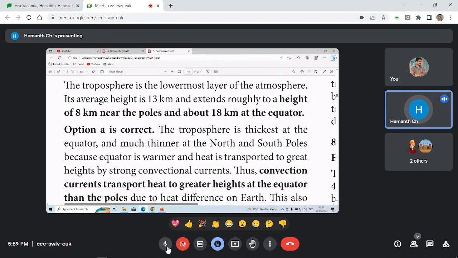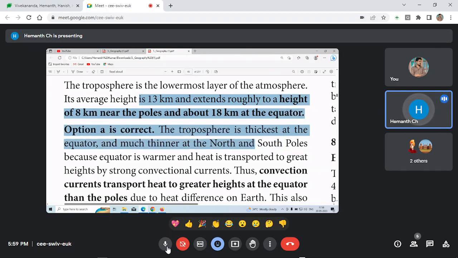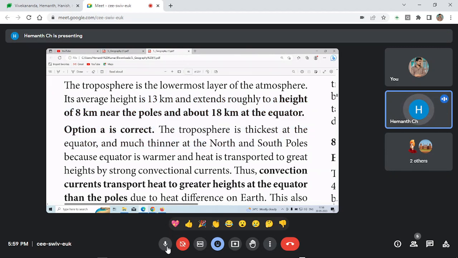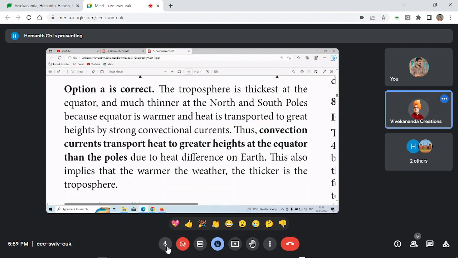Troposphere is the lowest most layer of the atmosphere. Its average height is 13 kilometers and it extends roughly to a height of 8 kilometers near the poles and about 18 kilometers at the equator. The troposphere is thicker at the equator and much thinner at the northern and southern poles because the equator is warmer and heat is transported to the heights by strong convectional currents. Convectional currents transport heat to greater heights at the equator than at the poles due to the heat difference on the earth.